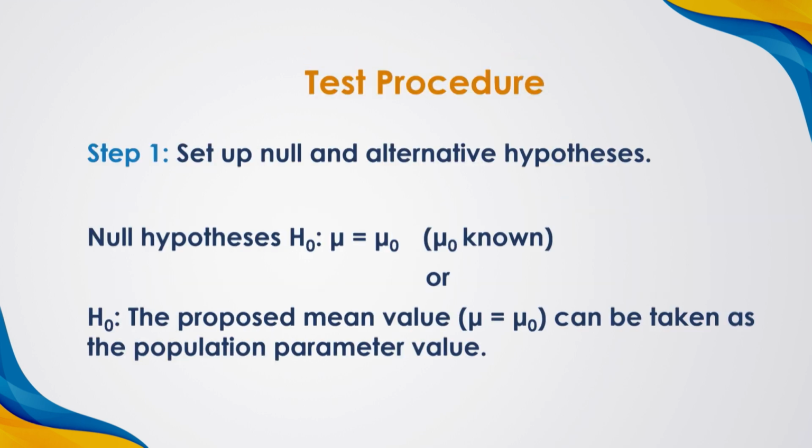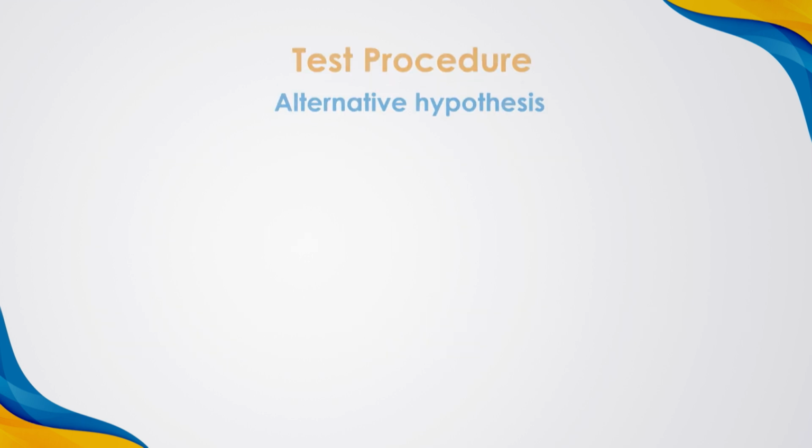Test procedure. Step 1. Set up the null and alternative hypothesis. Null hypothesis H0: mu equal to mu naught, where mu naught is known. Or you can frame the null hypothesis as H0: the proposed mean value mu is equal to mu naught, which can be taken as the population parameter value.